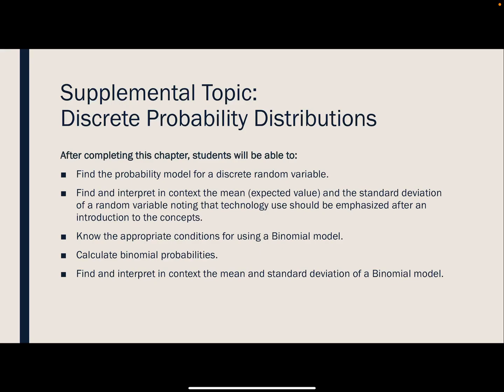Hi everyone. In these videos, we're going to be talking about discrete random variables and their probability distributions. We'll start off by looking at probability models that are created using tables, and then we'll talk about a very special probability model called the binomial model.